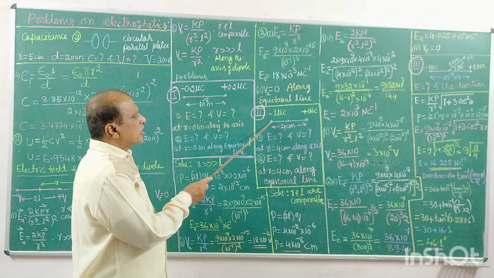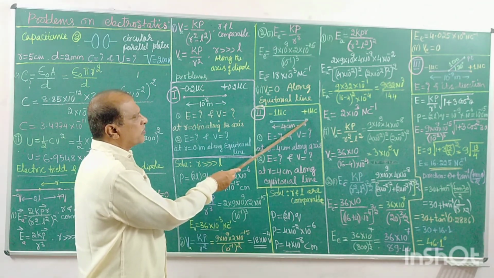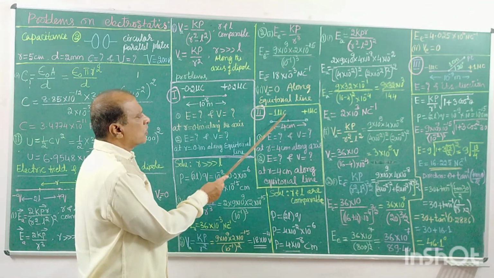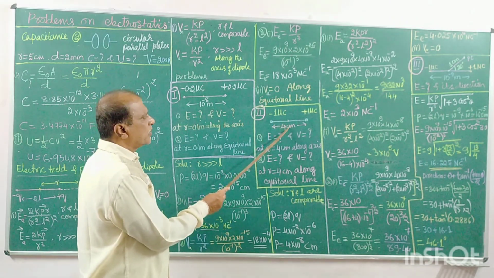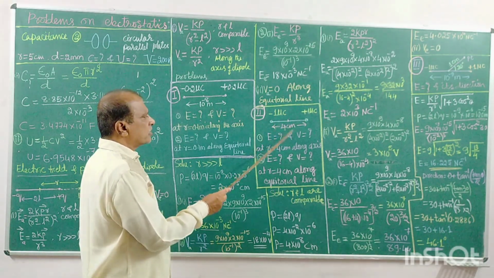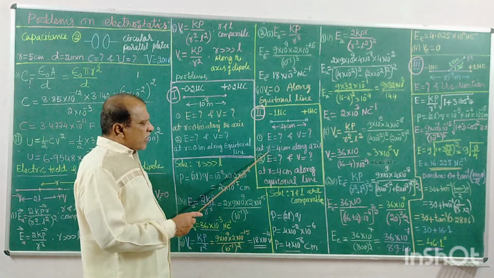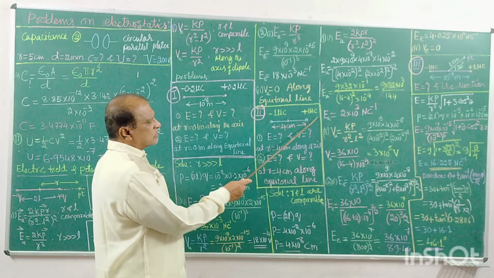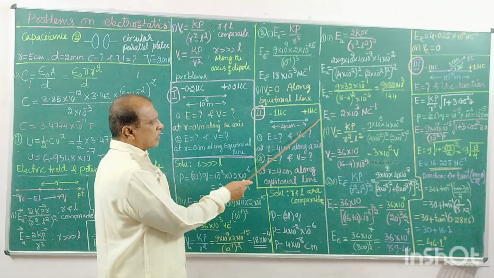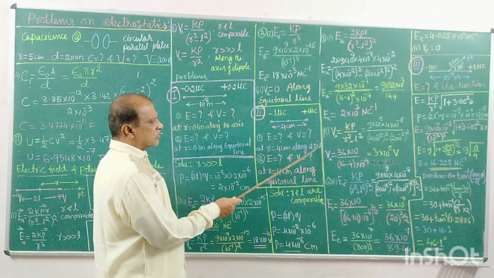The problem is a dipole. The dipole is this one. The charge of the dipole is 1 microcoulomb, and the distance of their separation is 4 centimeter. Between this and this is 4 centimeter. And the value of R is 4 centimeter along the axis. That is, the point is here. The distance of the point from this point and this point is 4 centimeter along the axis.